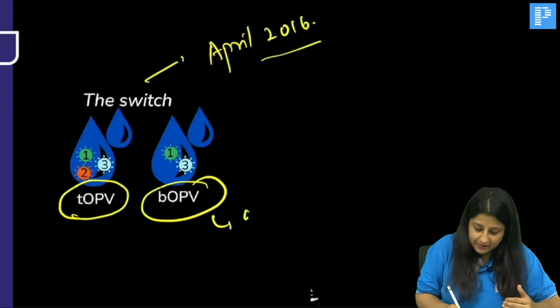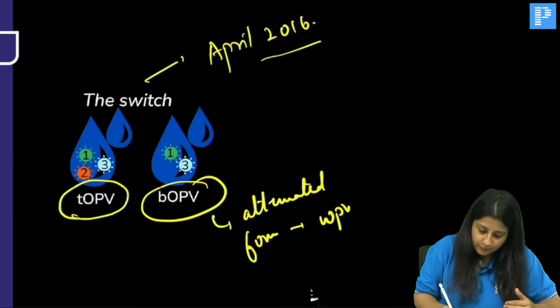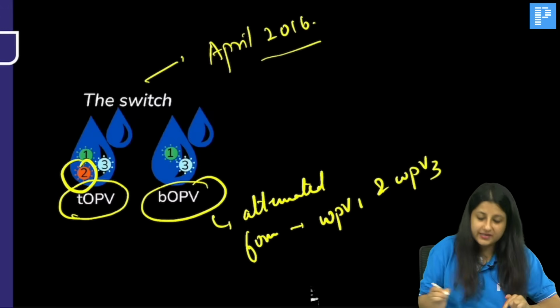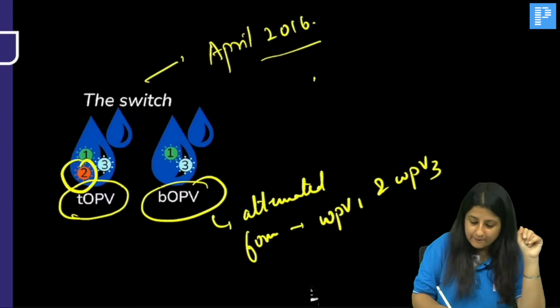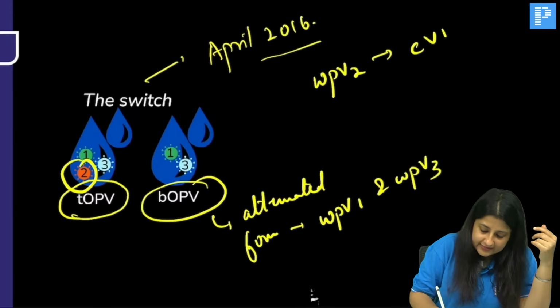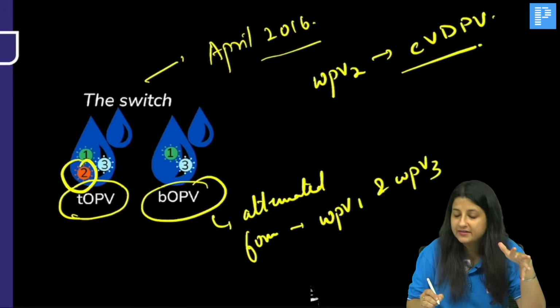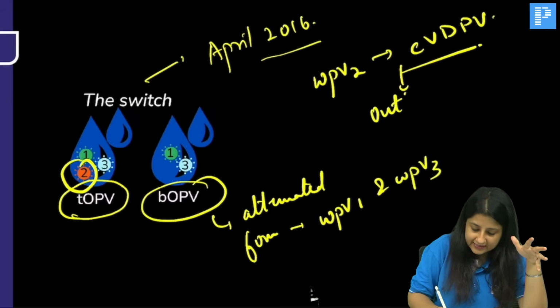Bivalent OPV में attenuated form किसका है? It contains the attenuated forms of wild poliovirus 1 and wild poliovirus 3. Which component has been removed? Second, because wild poliovirus 2 was leading toward CVDPV, circulatory vaccine derived poliovirus. This was also resulting in outbreaks.